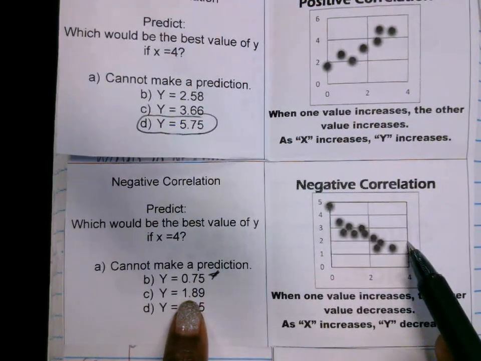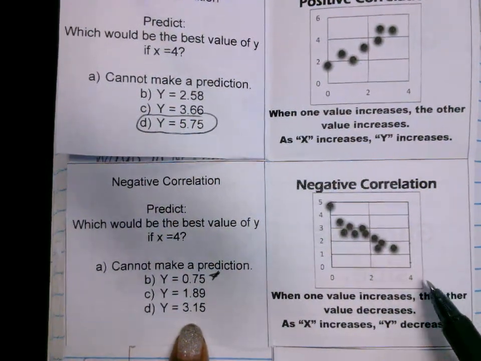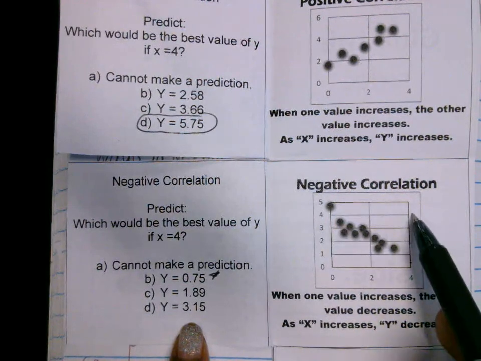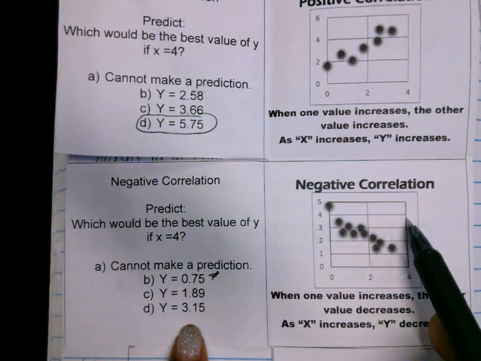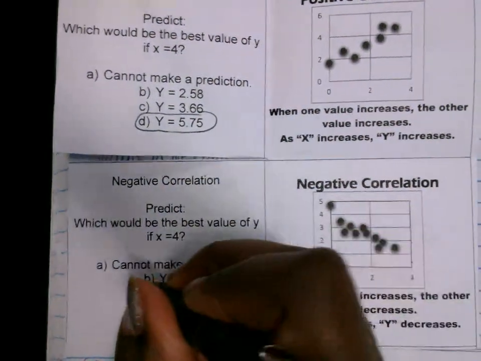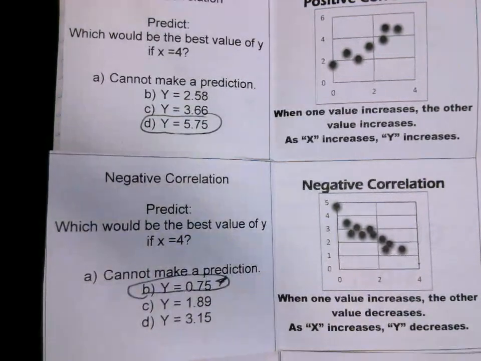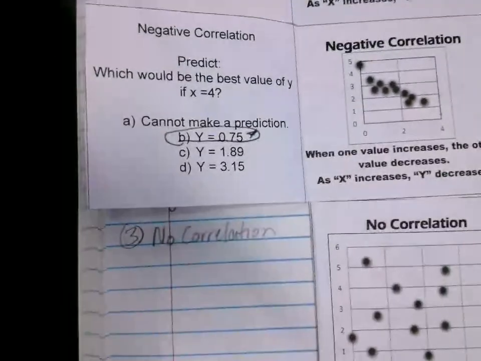1.89, that's close to 2. That's a little bit above where the points are. 3.15, that's up here. That's really an outlier for sure. So the best answer is B. Very good for those of you that chose B. Let's look at the last question.